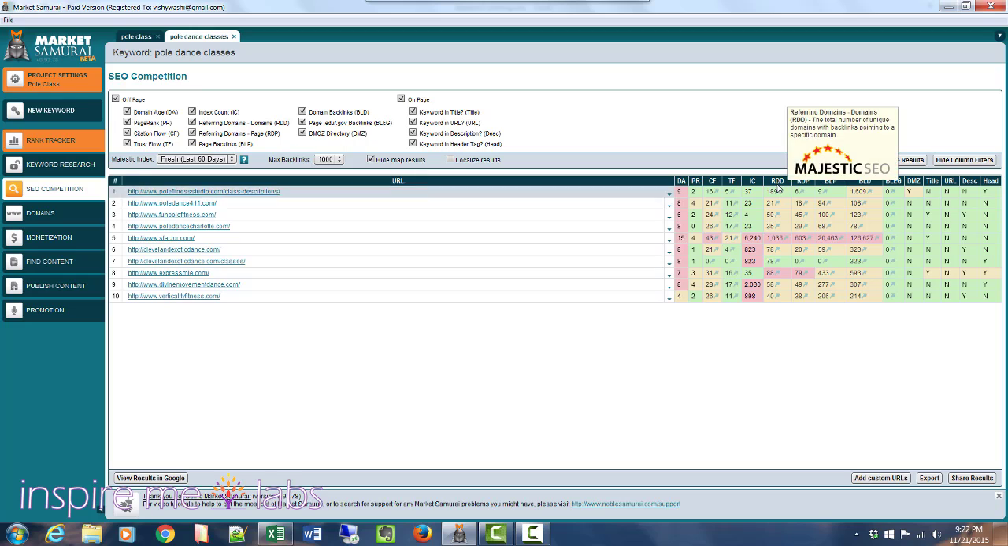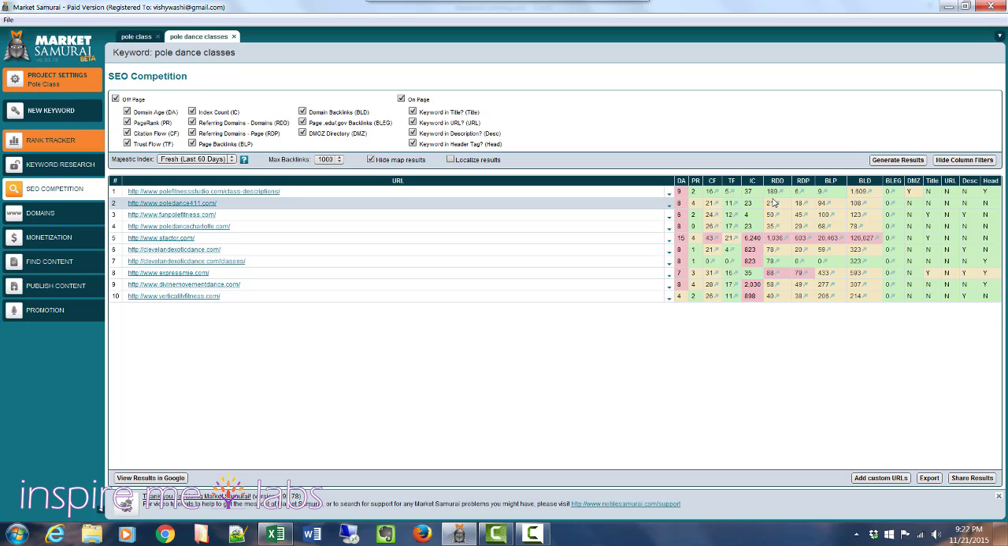RDD and RDP are not too important, but just to tell you what they are, it's the number of referring domains to the domain, and that's the number of backlinks pointing in to the entire domain. So this number is always going to be greater than this number. These two columns could actually be ignored for now, because they're just telling me how many external domains are linking into the entire domain or to this specific page that's ranking.